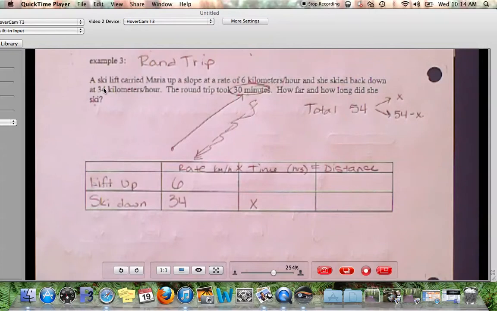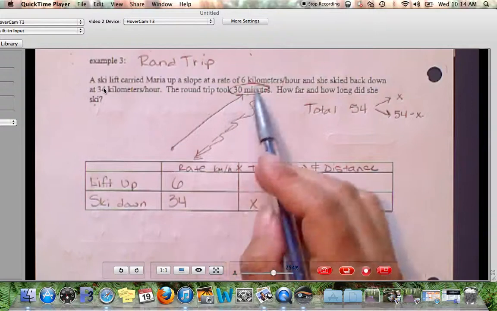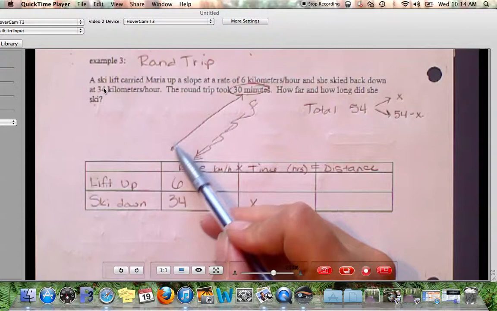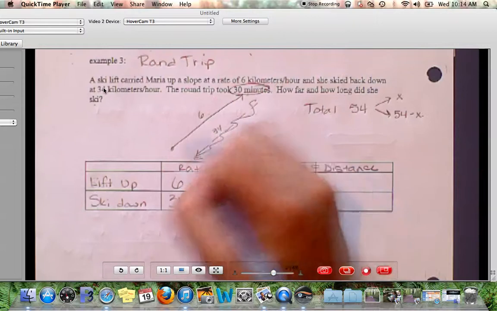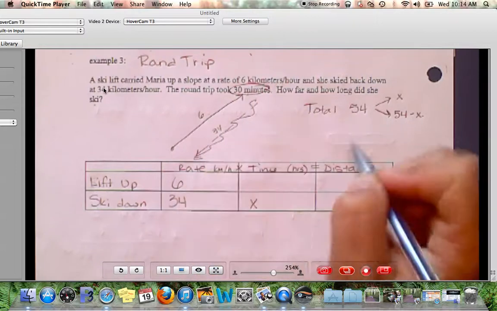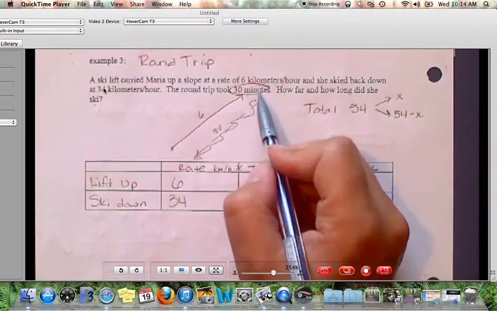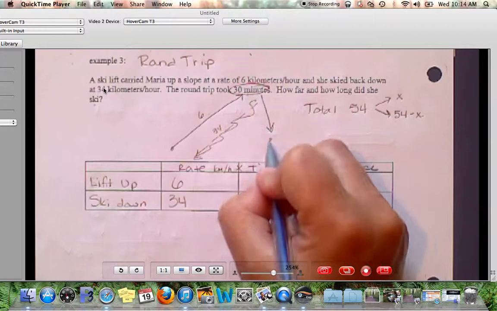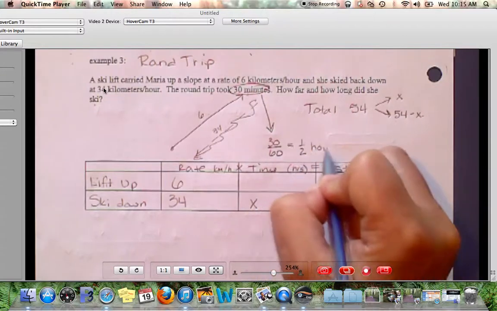So here's the thing. If we know that it took 30 minutes for the entire round trip, we know it's not 15 up and 15 down because she's going much slower up. So this is going to take a lot more time to go up because she's only going 6 kilometers up and 34 kilometers down. So it's not half and half. It's not 15 and 15. Before we do anything else, we do have to remember that we have to convert this to hours. So 30 minutes out of 60 minutes is, of course, a half an hour.